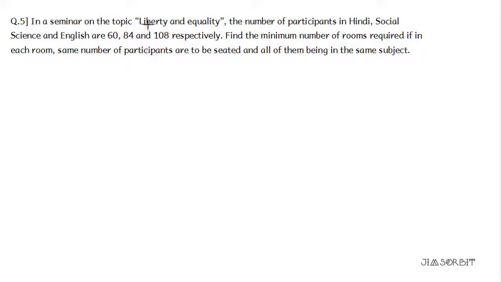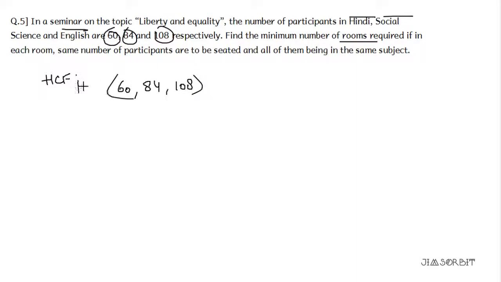It's like there is a seminar going on a particular topic and there are some participants, individually in Hindi, Social Science and English. Each of them has different participants. We have to find the minimum number of rooms required if in each room the same number of participants are seated. Again, you have to take a number which can divide this and this, and that is the HCF. So much easier now to judge. Okay, 60, 84, 108, you have to find this HCF.